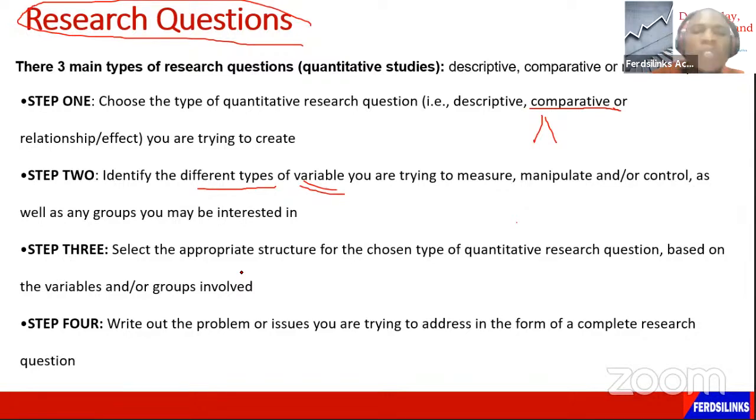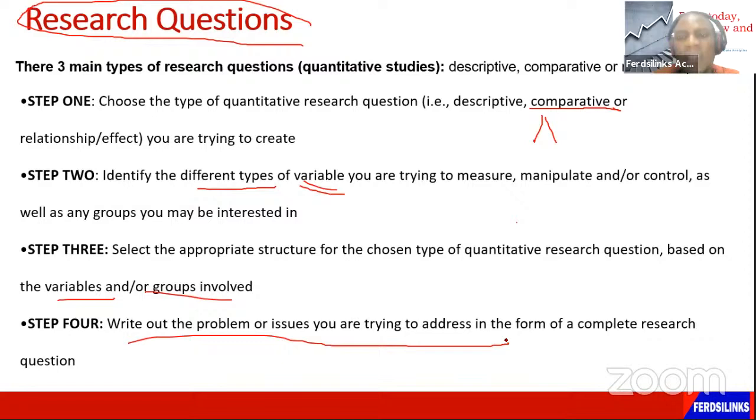And so we take you through this approach. So you select the appropriate structure to base your research question and the various variables and groups involved. Now you have to write out that question in the proper format. So basically, that is what you do when you are developing a research question.